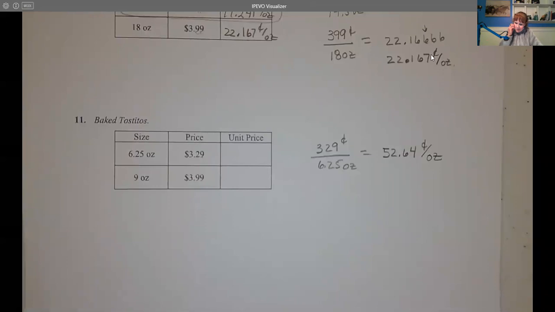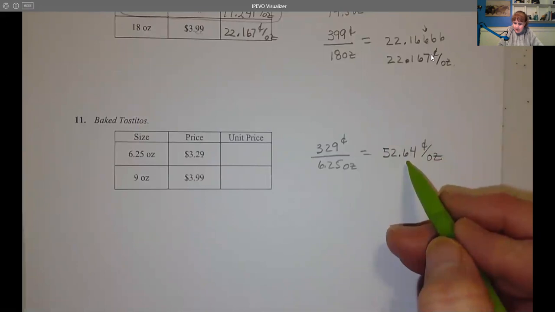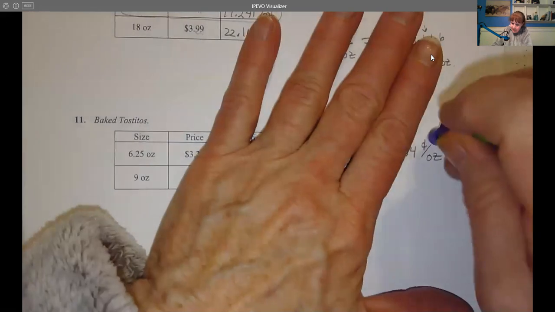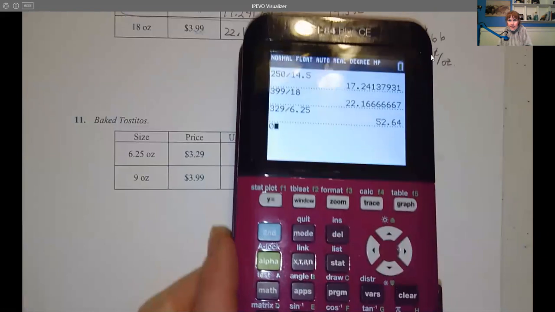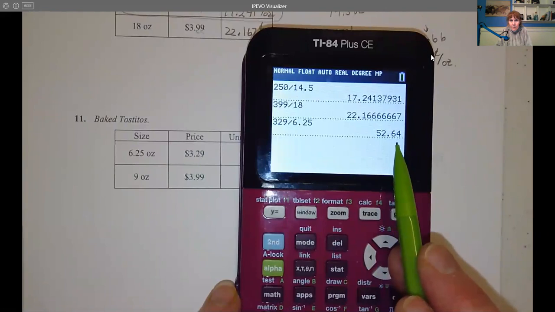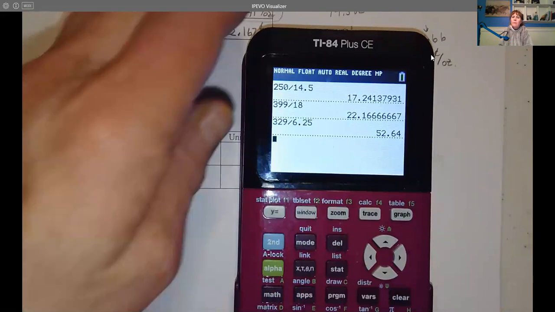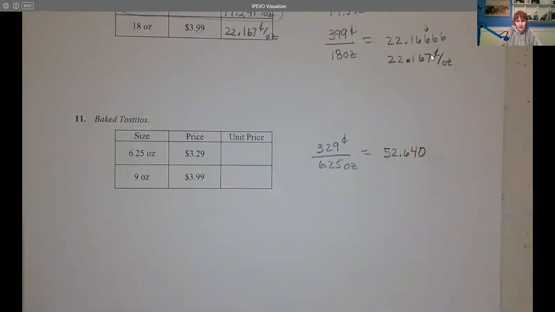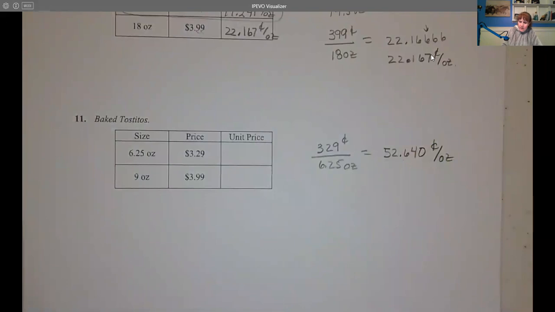Okay, so one other thing here. We're supposed to go to the thousandth, I forgot. Tenths, hundredths, the thousandths is a 0 because the calculator didn't give us the thousandths. So it just gave us 52.64 when I divided those, but they want us to go to a thousandth. So MyMathLab is going to want that thousandth place. So you put a 0 there. Cents per ounce. Okay, let's do our next one.